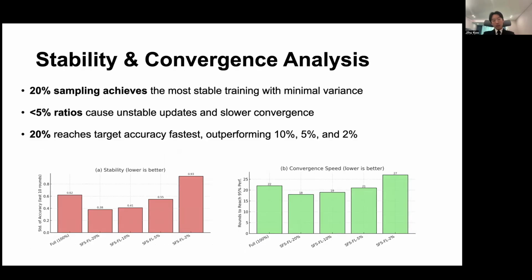The next experiment analyzed stability and convergence speed. At 20% sampling, the model achieved the lowest variance and the most stable training curve. On the other hand, ratios below 5% led to unstable updates because too many important features were discarded. And in terms of convergence, 20% also reached the target accuracy the fastest, outperforming the rest of the percentages, which were 10%, 5%, and 2%.